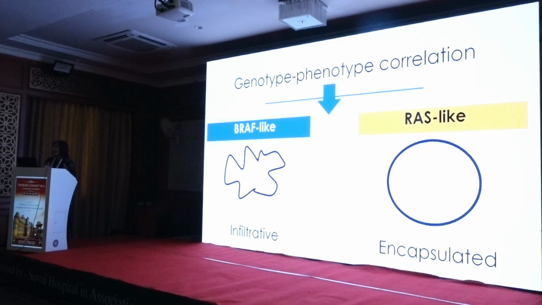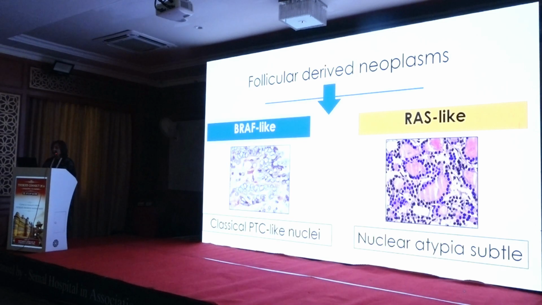Whereas the BRAF-like tumors, the papillary thyroid carcinomas, are infiltrative. They're not encapsulated tumors. These BRAF-like tumors have the classical Orphan Annie nuclei. They have these empty PTC-like nuclei. And it is these PTC-like nuclei which have screwed up the whole classification for many years.